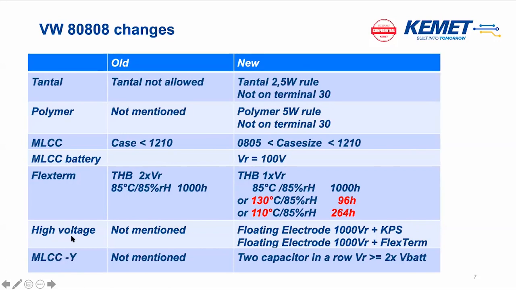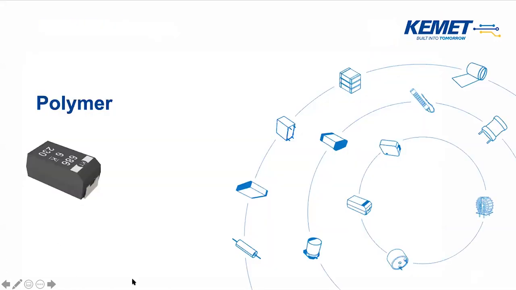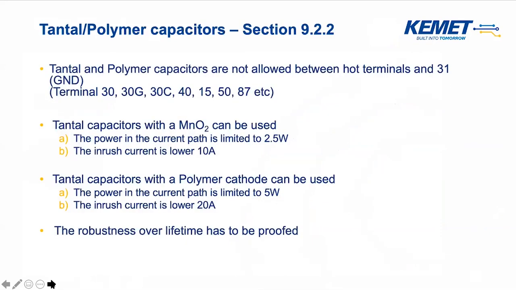And now let's go to the polymer topic, which was a long way for us. We did a lot of tests to persuade Volkswagen to accept this. Unfortunately, there are still some constraints with the usage on the battery. We don't see that as a problem because I think the board net is more or less clear. We do our homework, but anyhow, right now, until today, we are not allowed to use polymer and tantalum capacitors on the terminal 30. But we can do everything else.